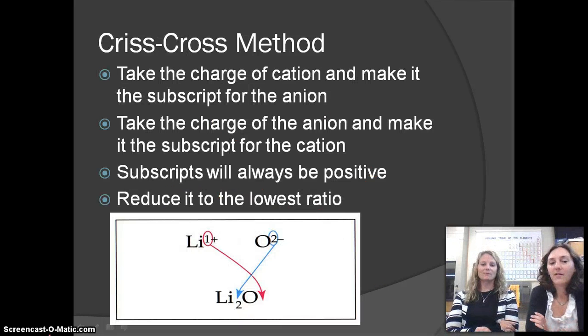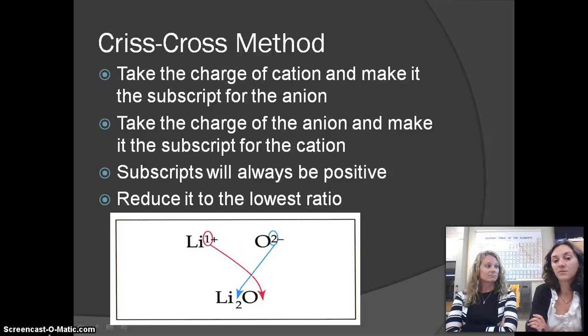Crisscross method. Now, my favorite. This is pretty easy. You're going to take the charge of the cation and make it the subscript for the anion. Then you just take the charge of the anion and make it the subscript for the cation. Sometimes it works that easily and you don't have to do anything else. Sometimes you have to reduce it. But remember, subscripts are always positive and you always reduce it to the lowest ratio.